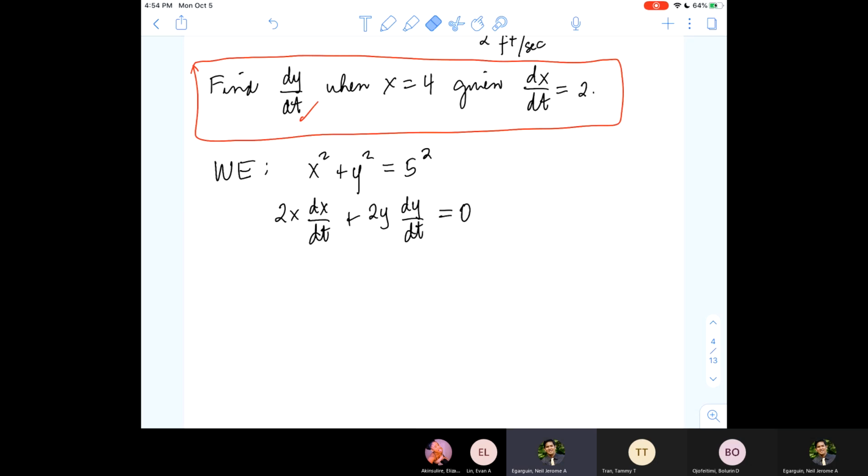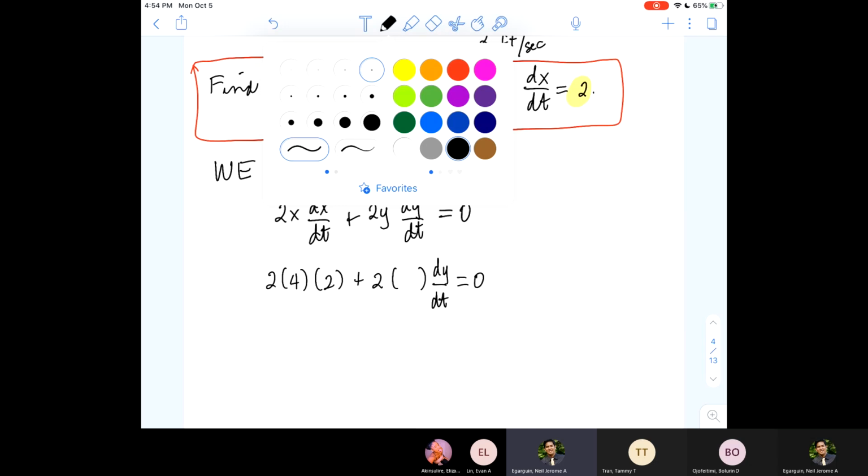Now we're done differentiating, so I can plug in all the instantaneous values. What are those? We know that x is 4 and dx over dt is 2 at the moment of interest. So I can use these values now. I'll have 2 times 4 times 2 plus 2 times y. I don't know what y is, so I'll just keep it blank. But that's fine. When you're missing a variable, there might be a way to find its instantaneous value, right? dy over dt is the one we're looking for, so it's fine to be there, equals 0.